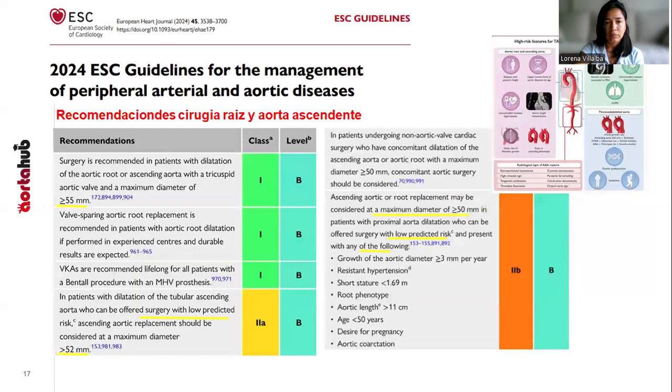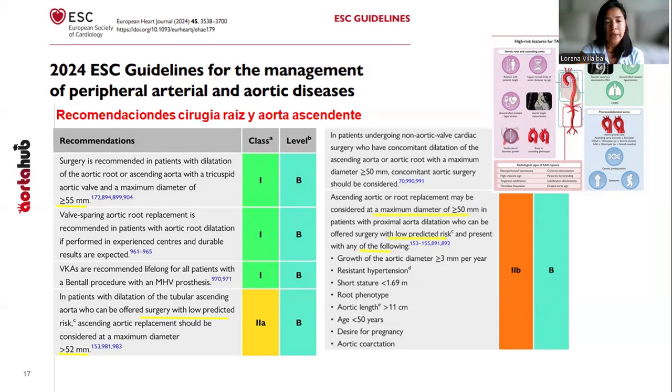In the current state, and also as a quick review to go over the recommendations regarding root and ascending aorta surgery, well, as we know, any patient with a diameter greater than or equal to 55 millimeters, whether from the ascending aorta, the root or the aortic arch, obviously cannot remain untreated. There is no doubt that intervention is necessary.